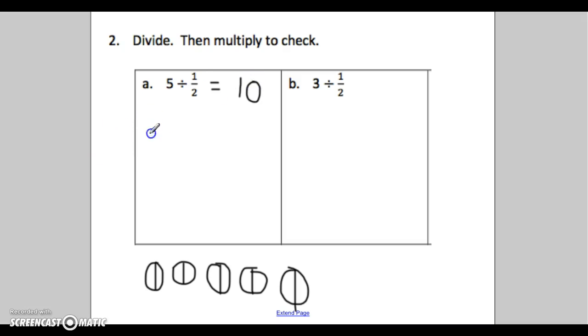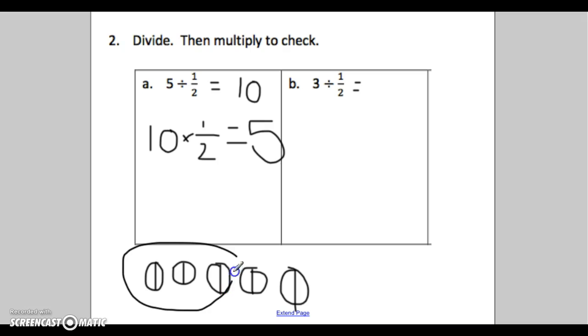Okay, and then if I take 10 times half, my answer is 5. Right? Over here, same thing. 3 divided by 1/2. Well, I've kind of got that right here. 3 divided by 1/2 is 6. Half of 6 is 3.